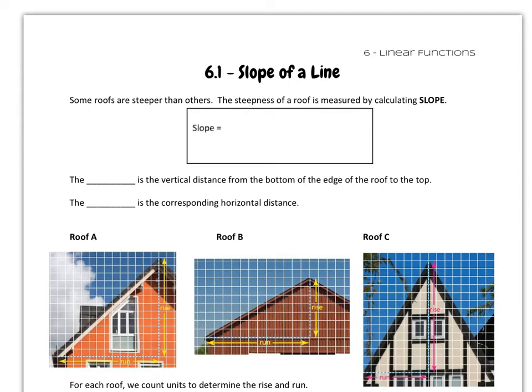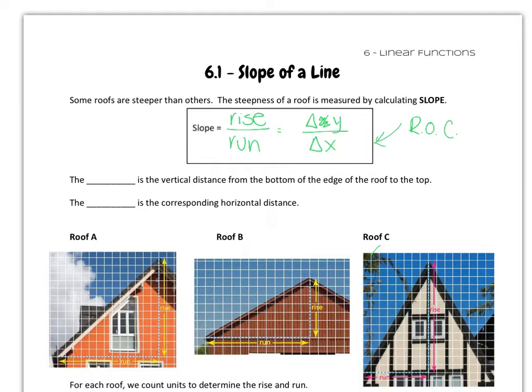We're going to start looking at some calculations with linear relations, and we're going to start with the slope of a line. So some roofs are steeper than others. The steepness of a roof is measured by calculating the slope of the roof. Slope can be said to be the rise over run. And we can relate this back. The rise is the change in y over the change in x. So this sounds familiar. This is going to be very closely related, aka the same thing as the rate of change.